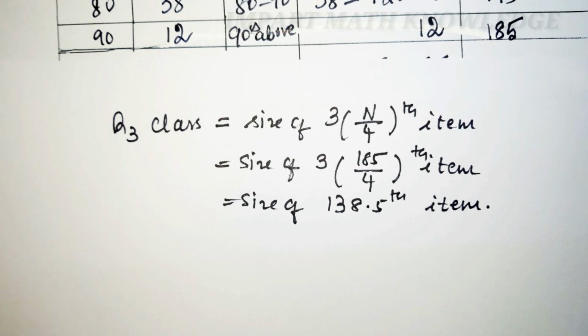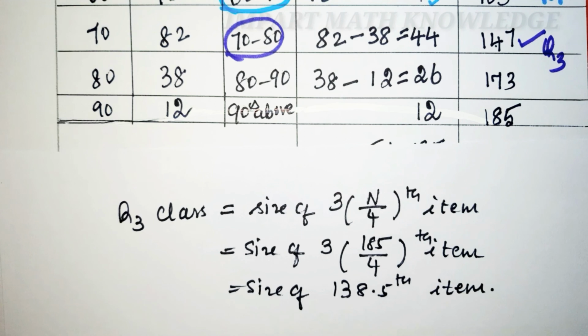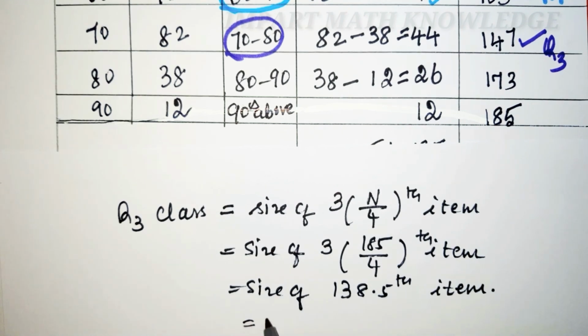Q3 class is equal to size of 3 into n by 4th item, size of 3 into 185 by 4th item, that is size of 138.5th item. In the cumulative frequency, 138.5 belongs to this category. So the corresponding class interval is the Q3 class. So Q3 class is 70 to 80.